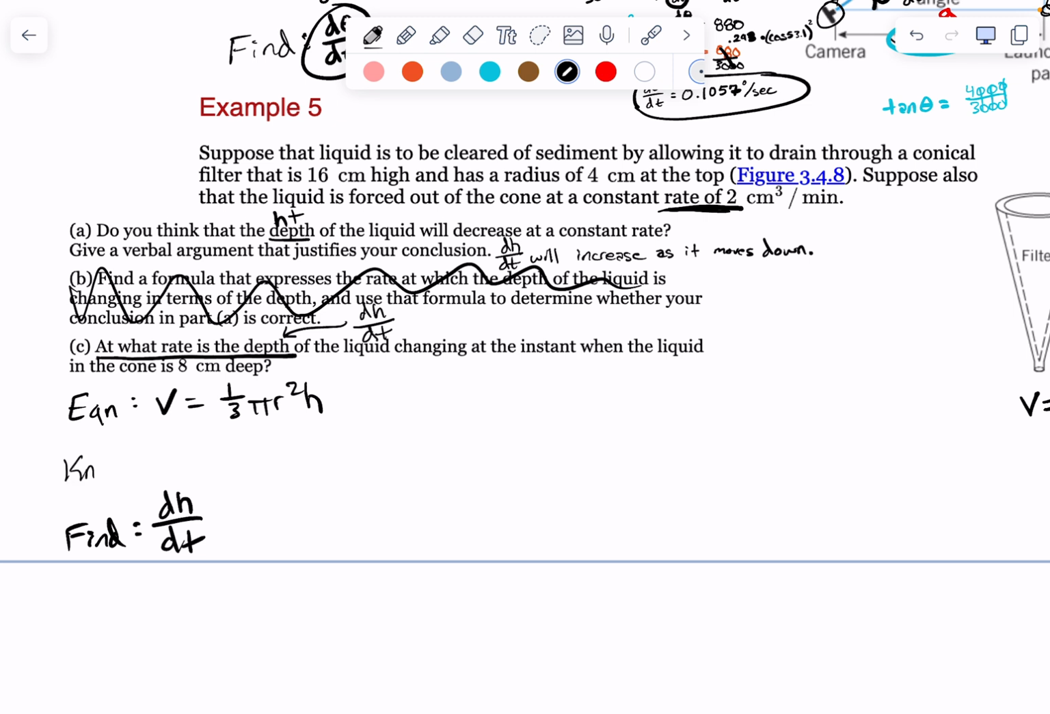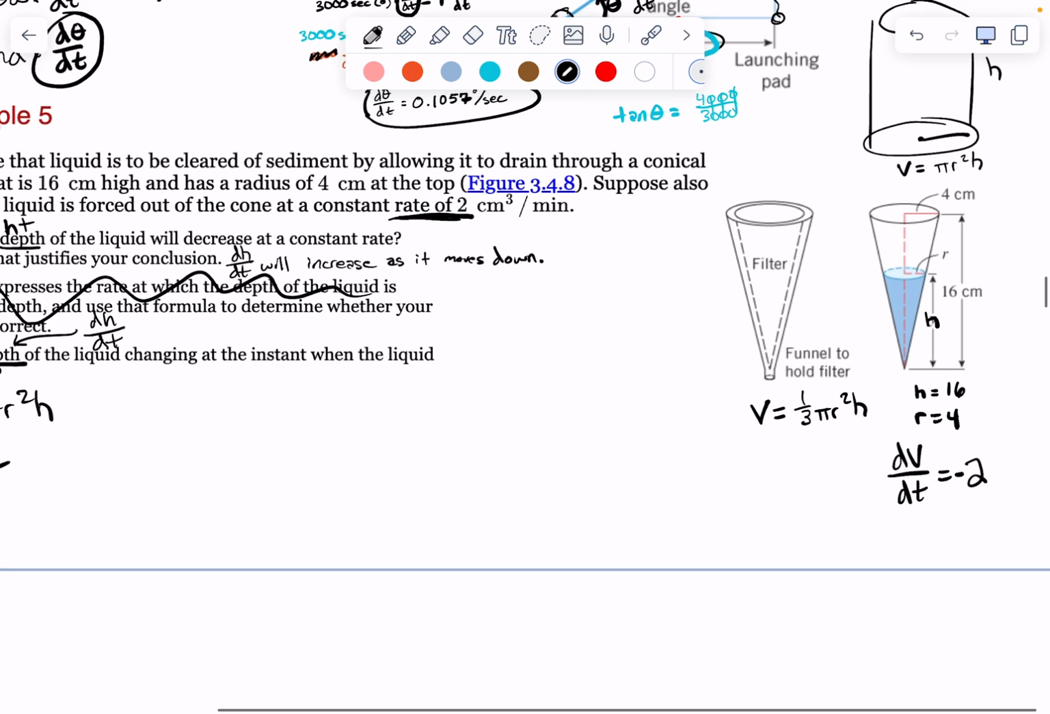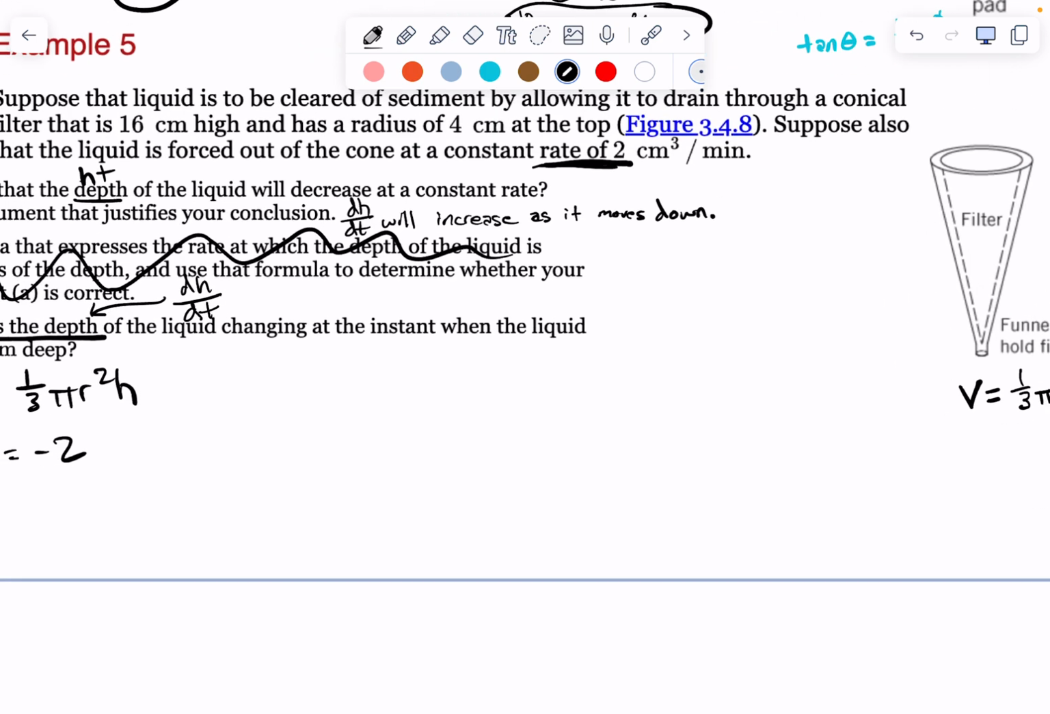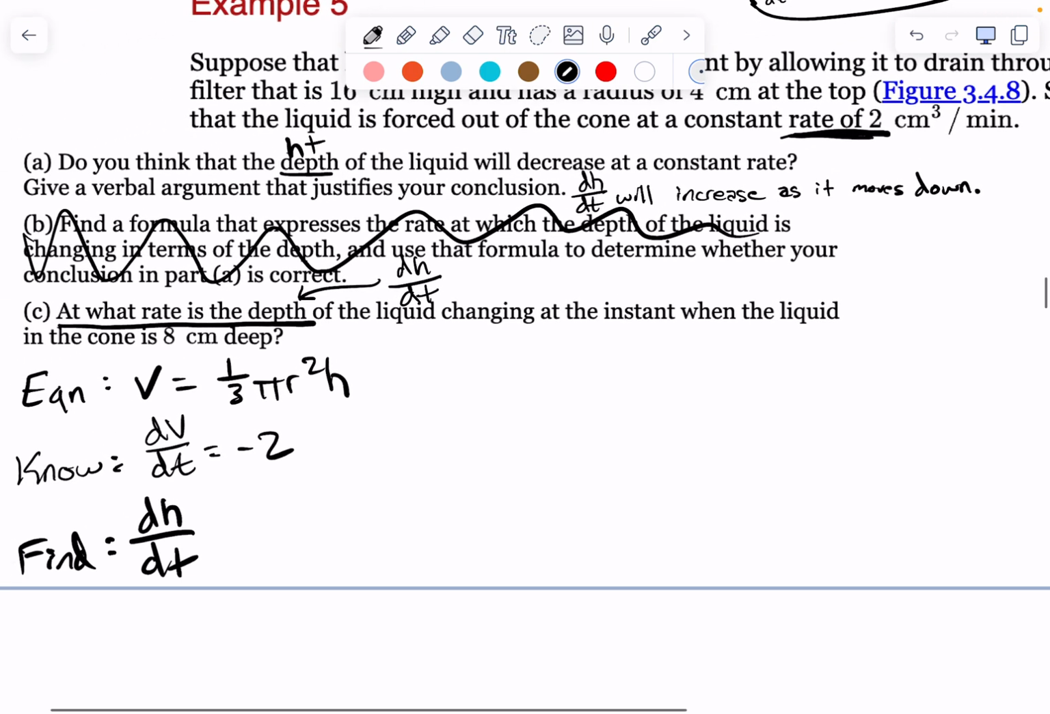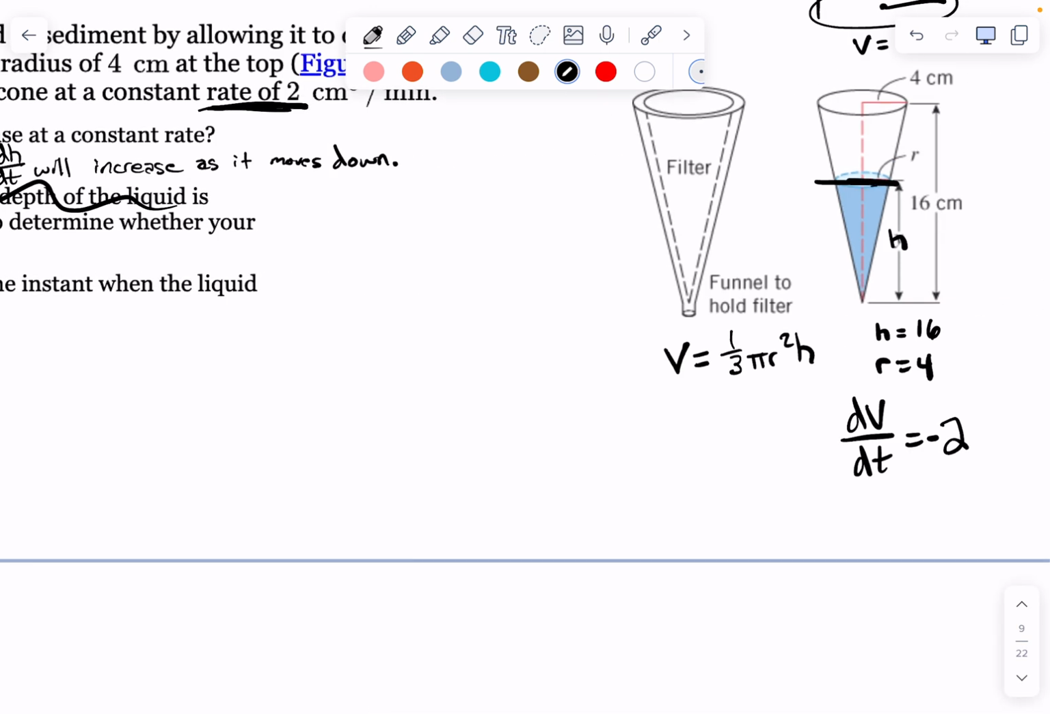And what do we know? We know that dV dt is -2. But h and r are no longer h and r. They're changing. H was 16 when it was full, and r was 4 when it was full. Right? But now they're saying h is 8. Okay, so now it's here. Right, so we're half of the 16.